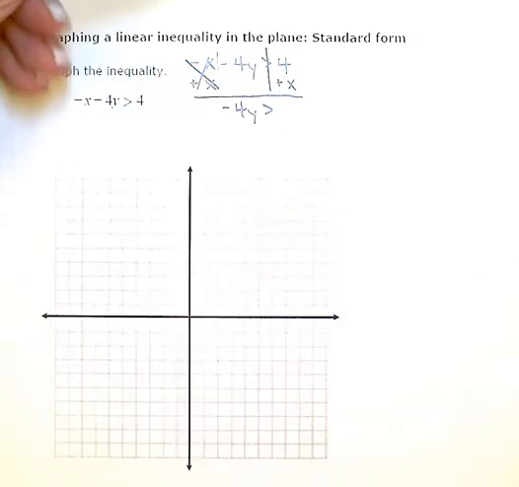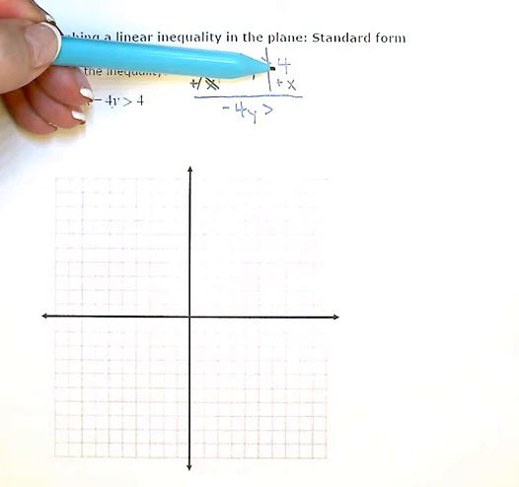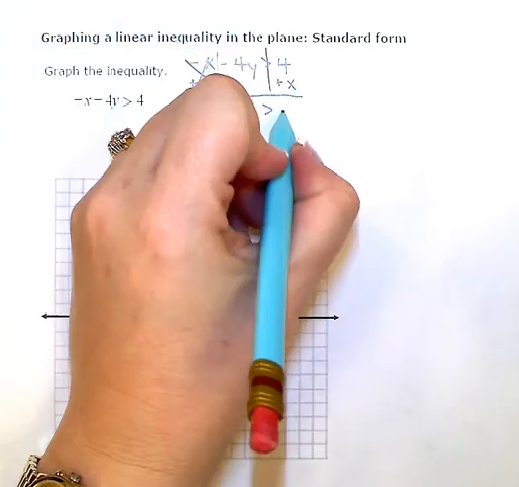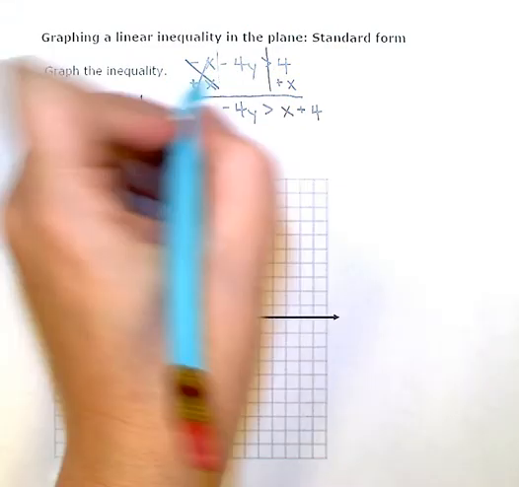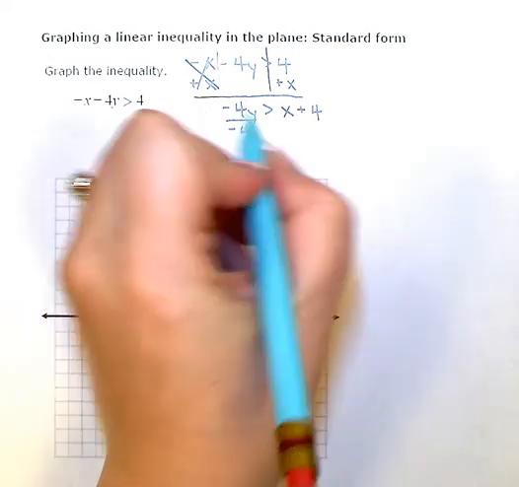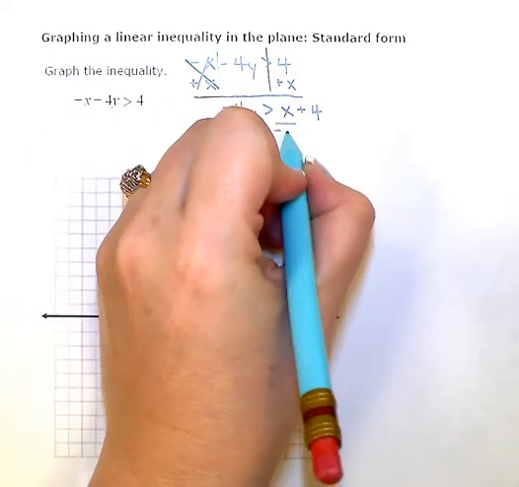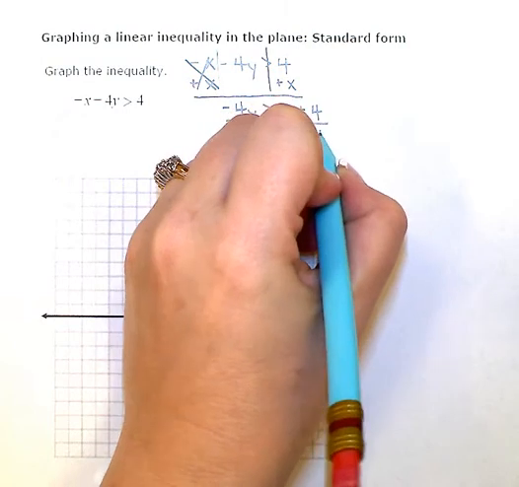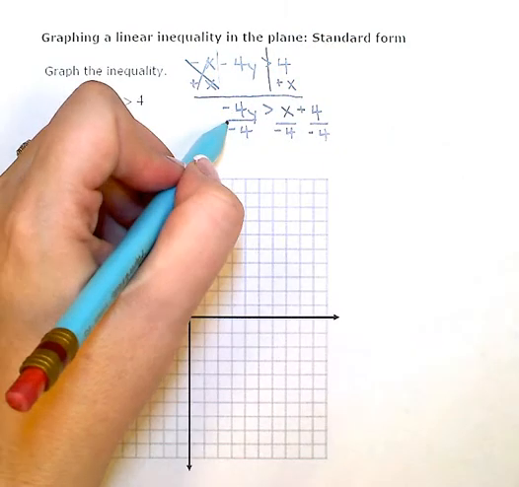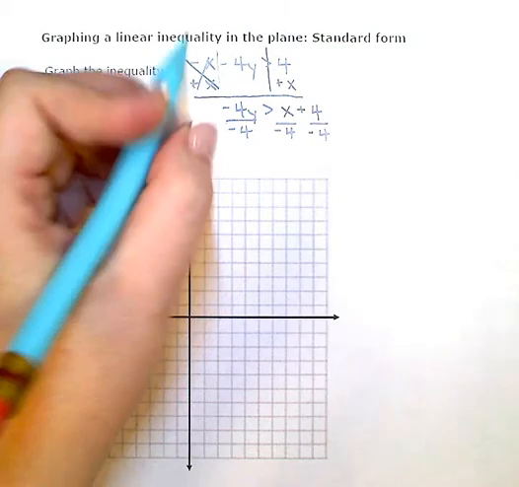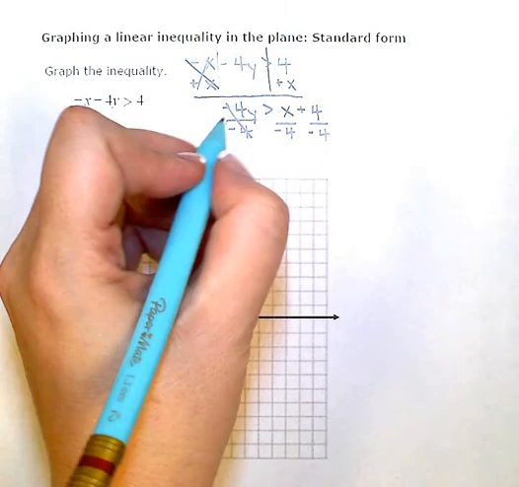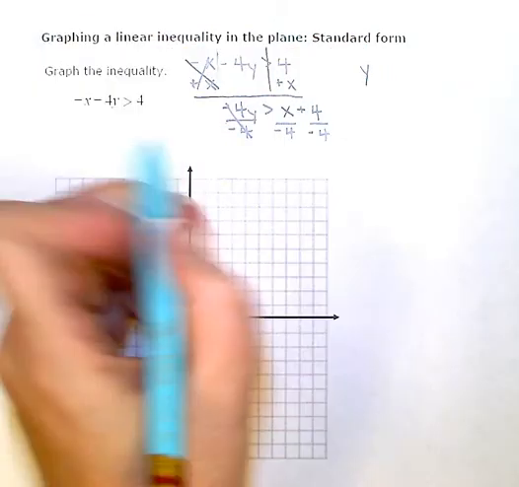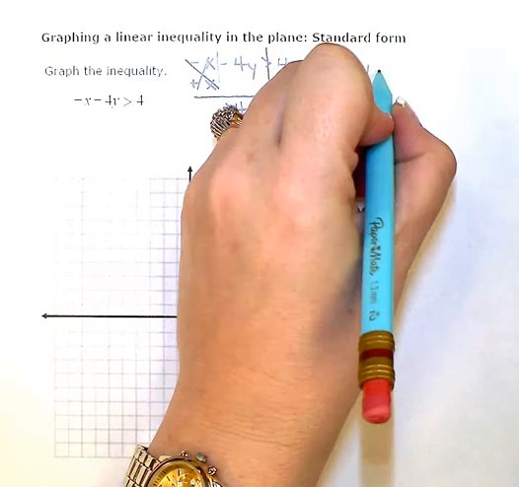Now these two are not like terms, 4 and x. One's a variable term, 4 is a constant term. So I just have to keep both of them, x plus 4 on the right side of my inequality. Now I'm going to divide by negative 4 everything, every term, right and left sides. And since I'm dividing by a negative here, I'm going to have to flip my inequality symbol. So this is going to leave me with y, flip my inequality symbol, is less than.